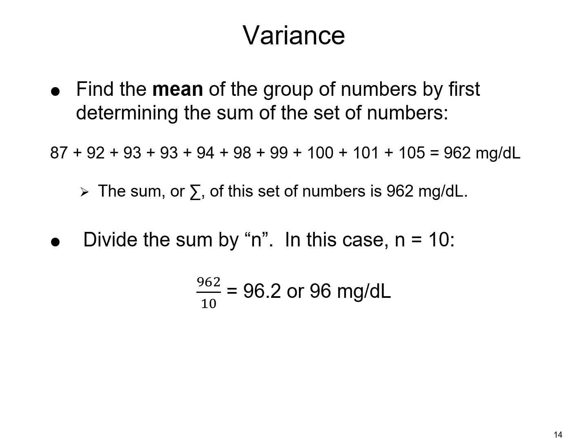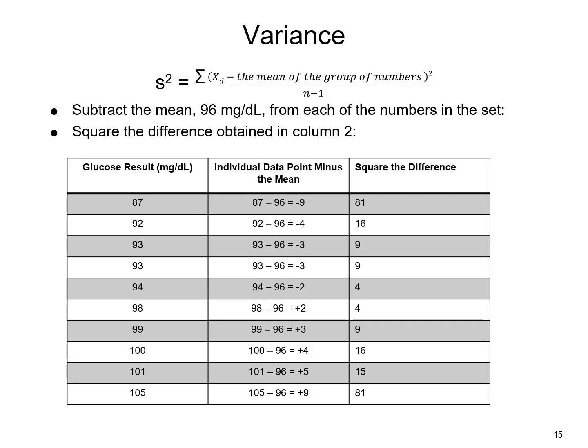And of course, if we round that with significant figures, we need at least two places. And so that gives us 96 as our mean for this group of values. So now that we have determined our mean, we can actually plug that into our equation for variance. So again, we will plug that in.